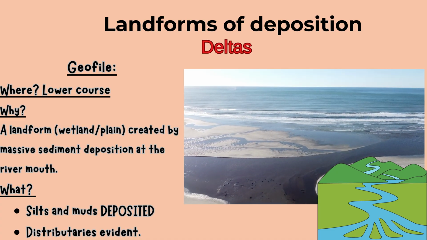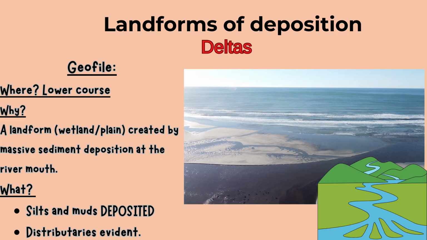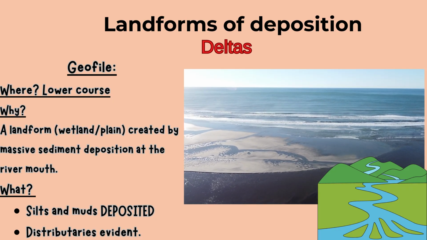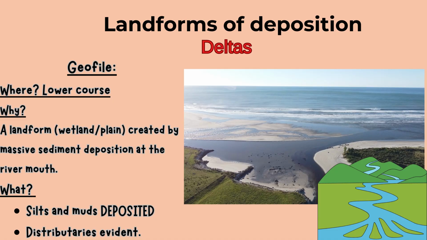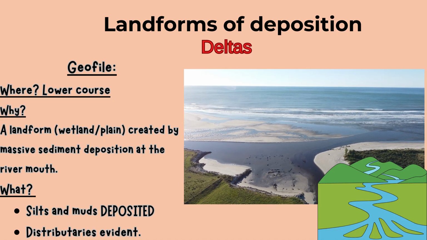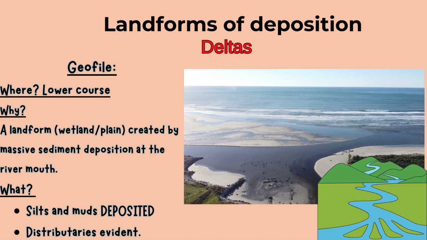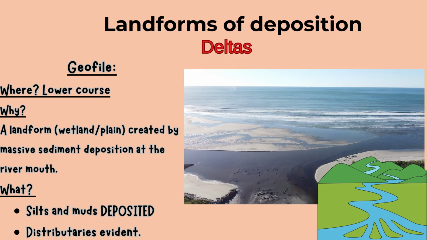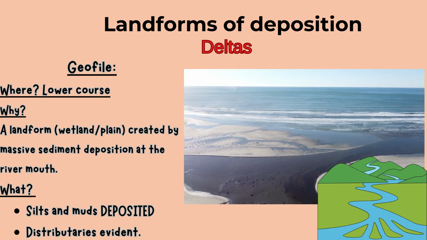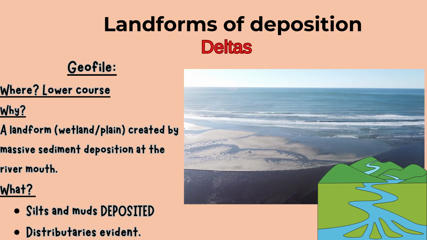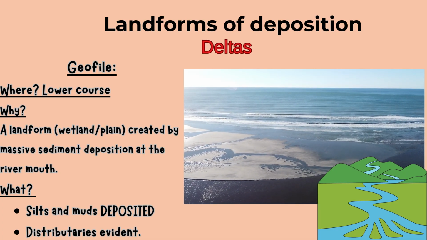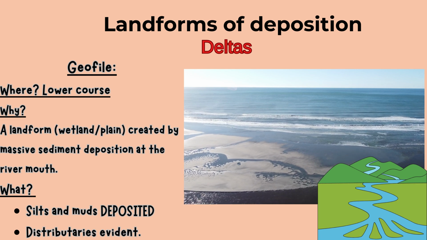Deltas are a lot more structured, with these kind of fingers, or what we call distributaries, as the river cuts its way through its own depositional sediment in front of itself and forms these fingers. We often call this a bird's foot appearance to a delta. And this is really where the action of the sea is very, very limited. Cuckmere Haven on the south coast is a great example of that.